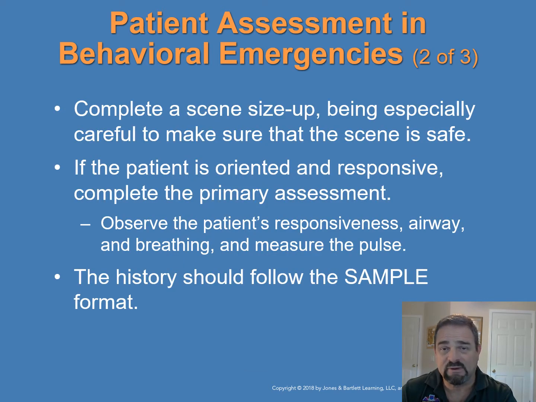All right, so patient assessment and behavioral emergencies. When you're assessing a patient who appears to be experiencing a behavioral emergency, follow the steps of the patient assessment sequence. Complete your scene size up, being especially careful to ensure that the scene is safe for both you and the patient. If the patient is oriented and responsive, complete the primary assessment by observing the patient's responsiveness, airway, breathing, and measuring their pulse. History should follow the SAMPLE format. Do not neglect to ask about medical problems. It is important not to overlook this part of the examination.